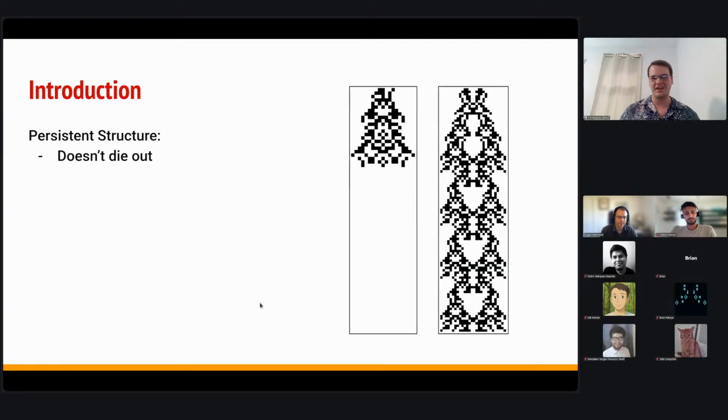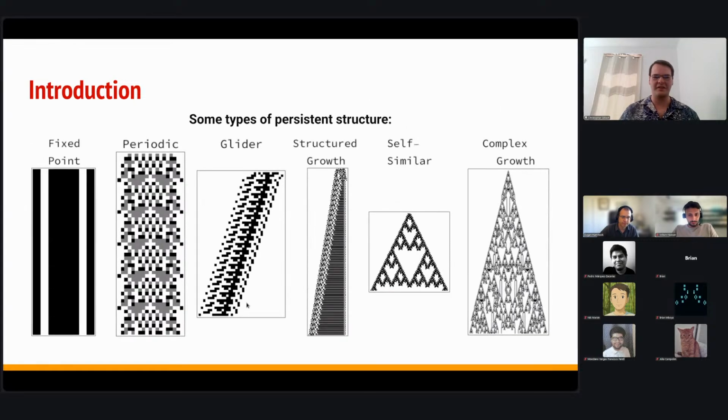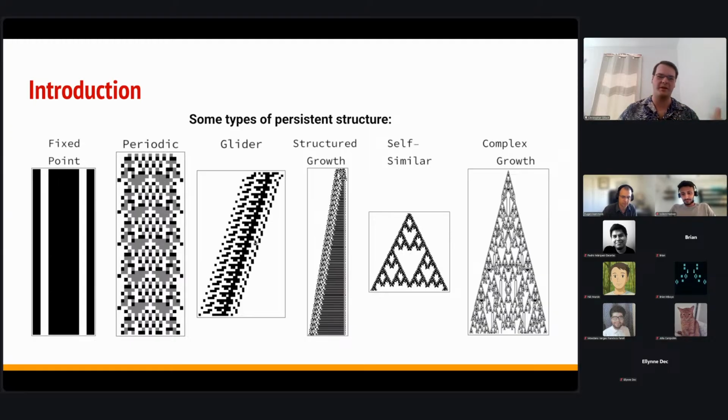A persistent structure is something which just doesn't die out. The thing on the left eventually just turns to all zeros, while the thing on the right doesn't. If it dies out and becomes all zeros, it's not persistent, but if it survives, then it is persistent. A few different classes of these persistent structures you might see are fixed points, which just don't change at all, periodic structures, which repeat eventually, gliders, which repeat but with a shift, or these different types of growers that are either structured in some way, or self-similar, or more complicated than that. The really broad categories you should get out of this are the repeating ones on the left and the growing ones on the right. And of course, by the pigeonhole principle, any structure must be either repeating or it must grow.